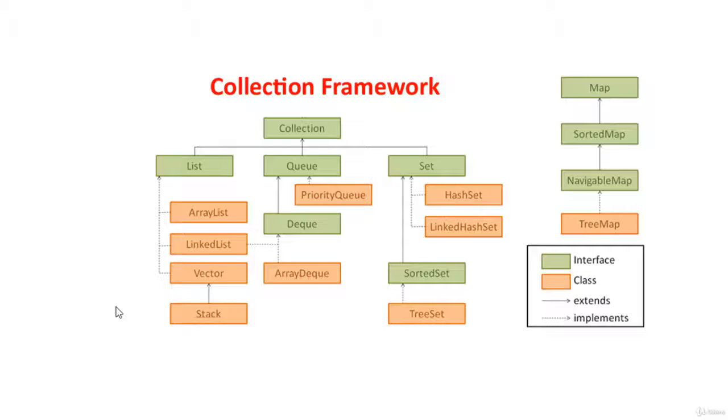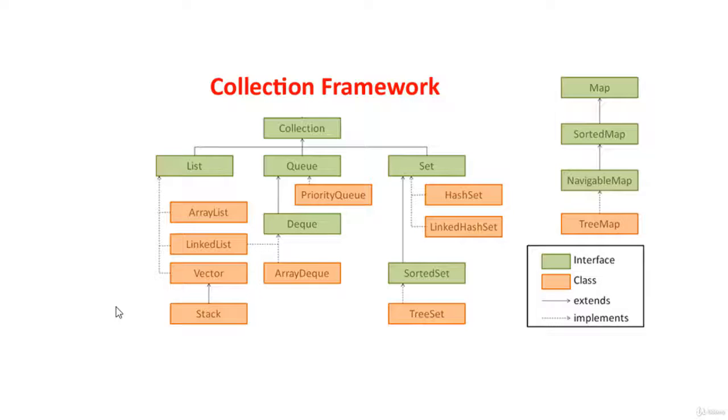Now first of all, the list interface. There are three classes that implement the list interface. You can see array list, linked list and vector, and the stack class extends the vector class. So this is the hierarchy of the list. The list interface is implemented by the array list, linked list and vector, and there is a class stack that extends the vector class.